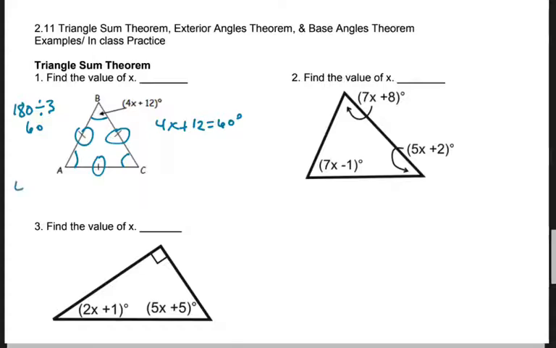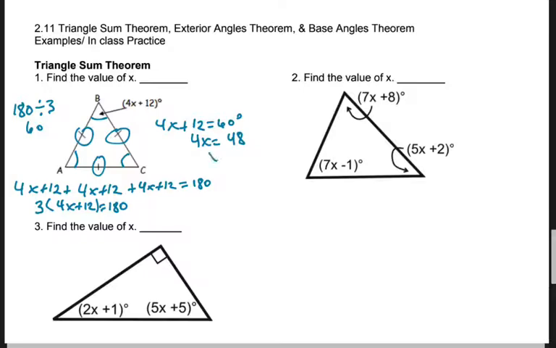Or you can actually set up an equation and do 4x plus 12 plus 4x plus 12 plus 4x plus 12, because they're all equal, will equal 180. Or you can set up an equation 3 times (4x plus 12) equals 180. You have a lot of different options. I'm going to use this one up at the top here. So we'll get 4x equals, when I subtract 12 from 60, I get 48. And then I'm going to divide by 4 and I get 12. So x equals 12 here.